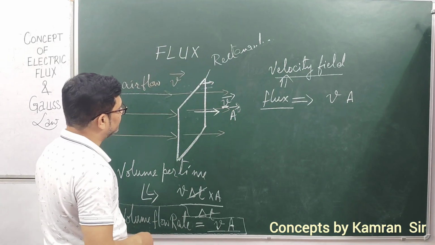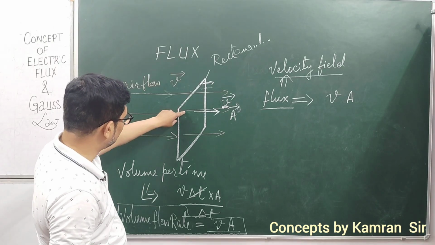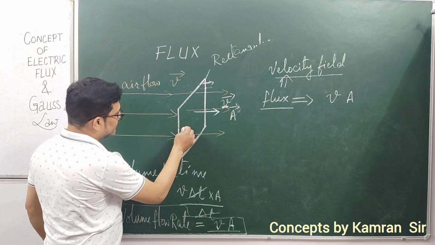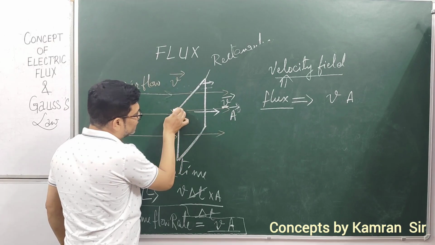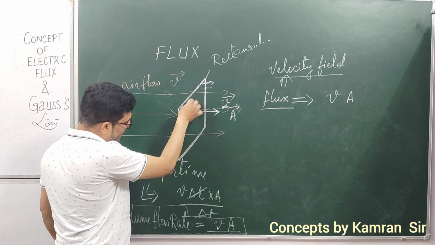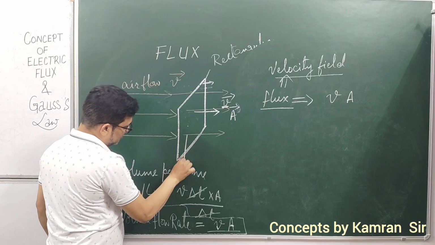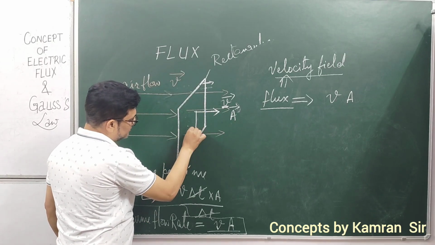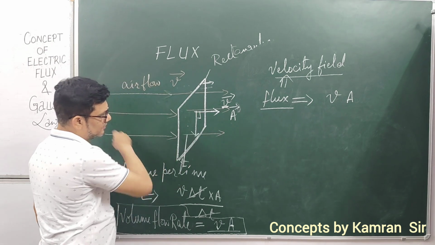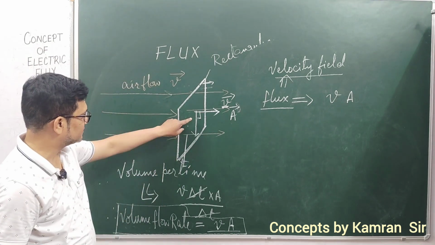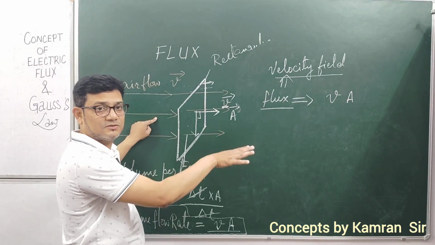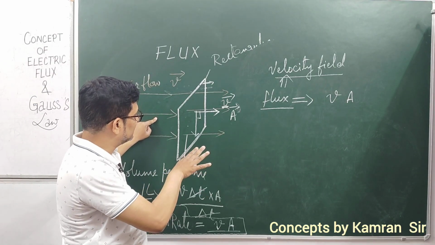Now what if we take the other extreme, where the air is not flowing through, but is flowing in the direction perpendicular to the area vector? Then we are saying that this airflow is not passing through it, right? Is not passing through it.